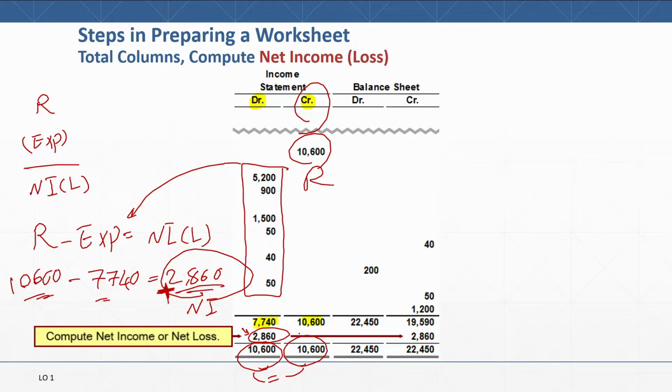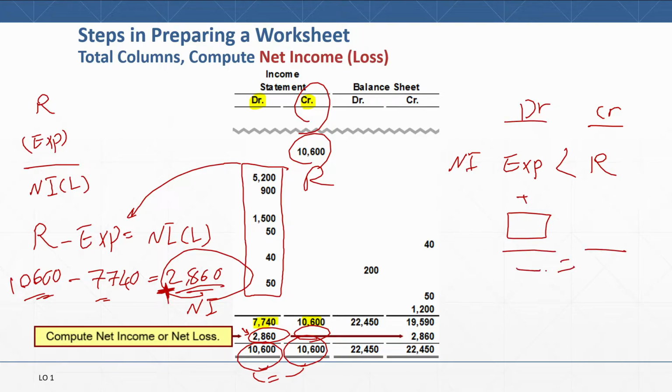If instead of net income we had net loss, the difference goes under the credit column. And that makes sense, right? Because when we have net income, it means that our expenses are less than our revenues. So the difference goes under the debit side to make things equal. Okay, and vice versa.